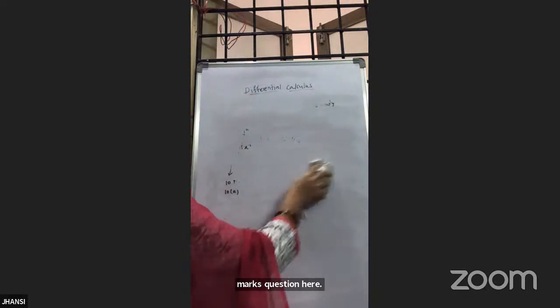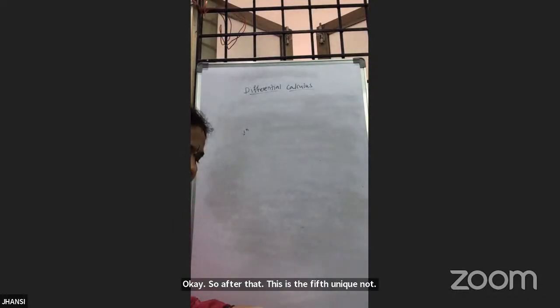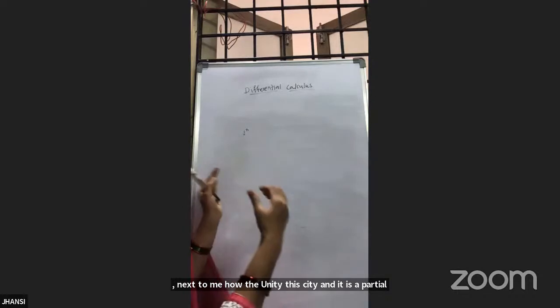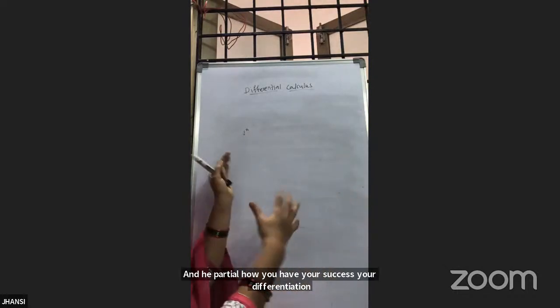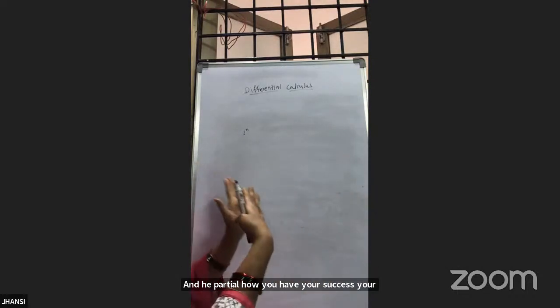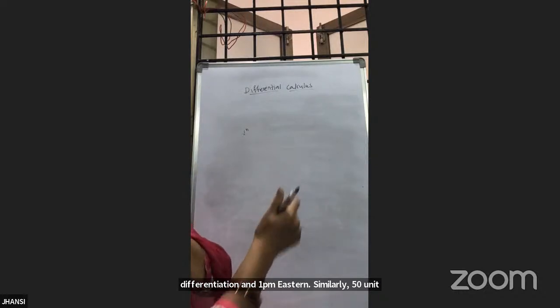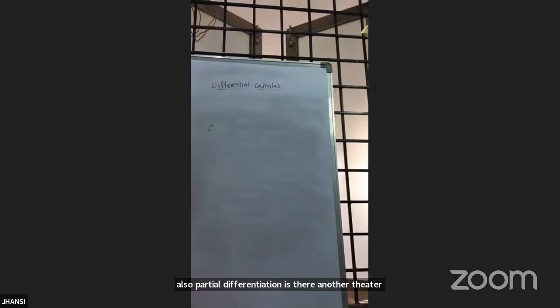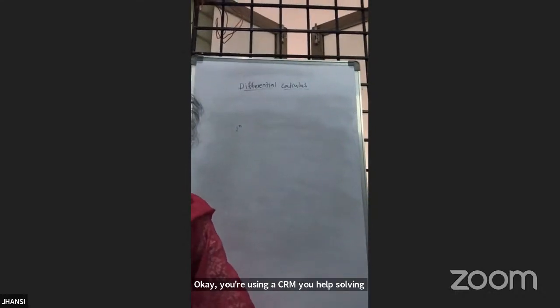Okay, so after that, this is the 5th unit, no? So these two are important here. This is the 4th unit. Next we have the 5th unit. The 5th unit is partial differentiation. And in partial differentiation, you have successive differentiation and one theorem is there. Another theorem is there, that is Euler's theorem. Your Euler's theorem you use for solving partial differentiation.